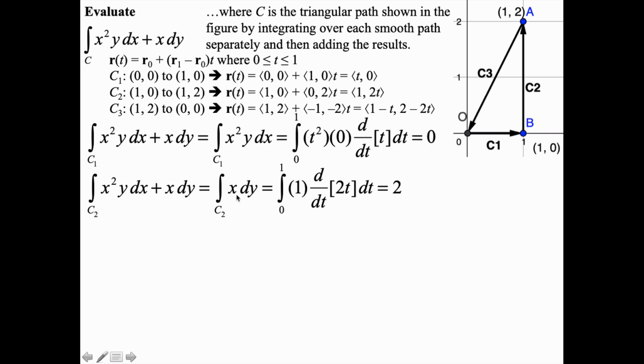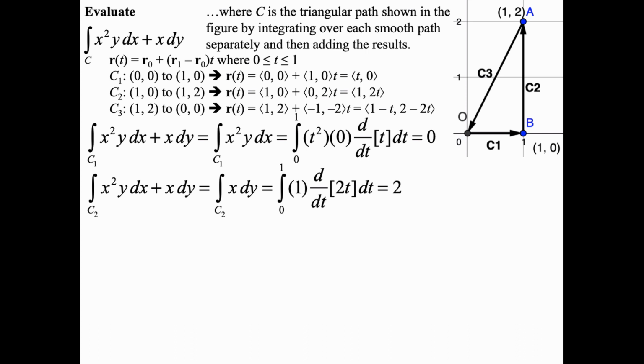All right, let's go back now to the second parametrization of C2. So x is just 1, so we put a 1 here. dy, as we said, is y prime of t dt. So what's the derivative of 2t? That's the expression of y in terms of t. The derivative of 2t goes right here. That's going to be 2 next to the dt. So we'll just have an integral of 2 dt from 0 to 1. Well, of course, that's just equal to 2. So finally, we've captured something other than 0 from this line integral.